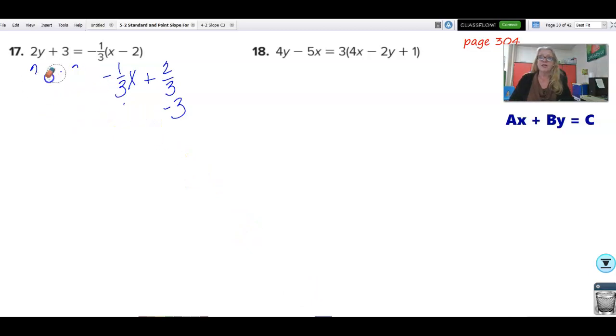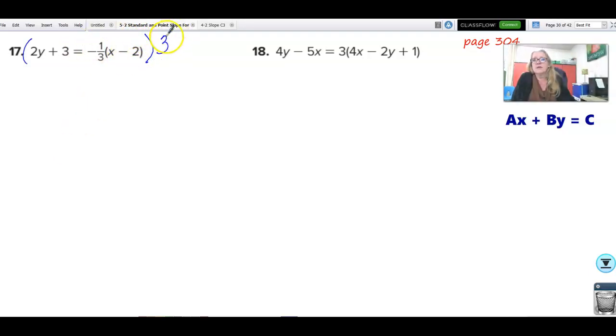That had a fraction in it, and I keep forgetting that we're in standard form here. I just like to dive right in. You know how I love my fractions. We're going to multiply everything in this equation by 3 to get rid of that fraction first. All right, so 3 times 2y is 6y. 3 times positive 3 is positive 9. 3 times this cancels that and makes that negative 1.